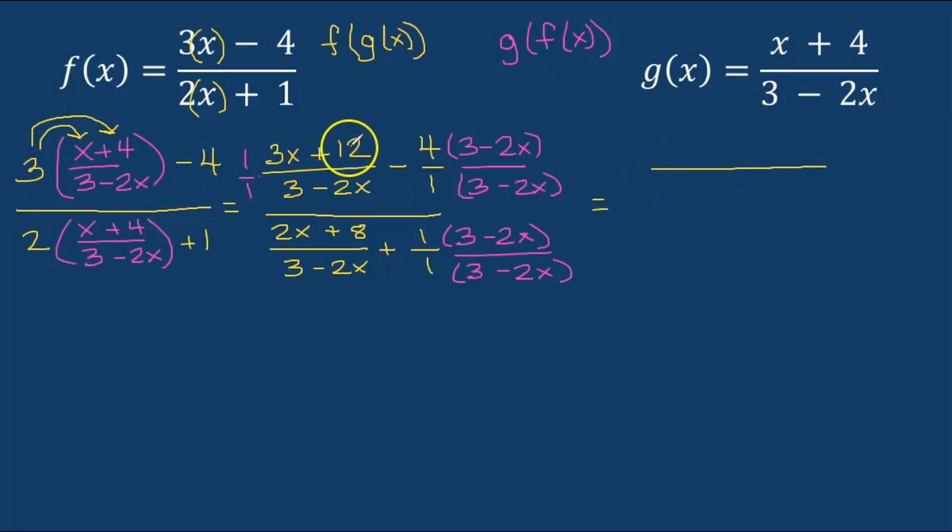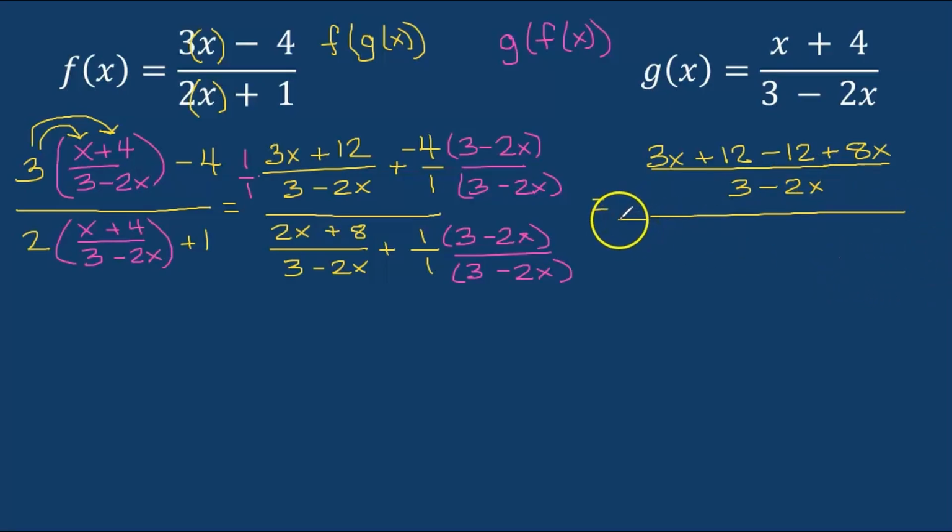So this is 3x plus 12 minus 4 times 3, so negative 12, minus 4 times negative 2x, so positive 8x. Let me slow down for a minute and show that to you. This subtraction is really making this 4 negative. So a negative 4 times a positive 3 is a negative 12. And a negative 4 times a negative 2x is a positive 8x. The denominator is now 3 minus 2x, just like it was before.